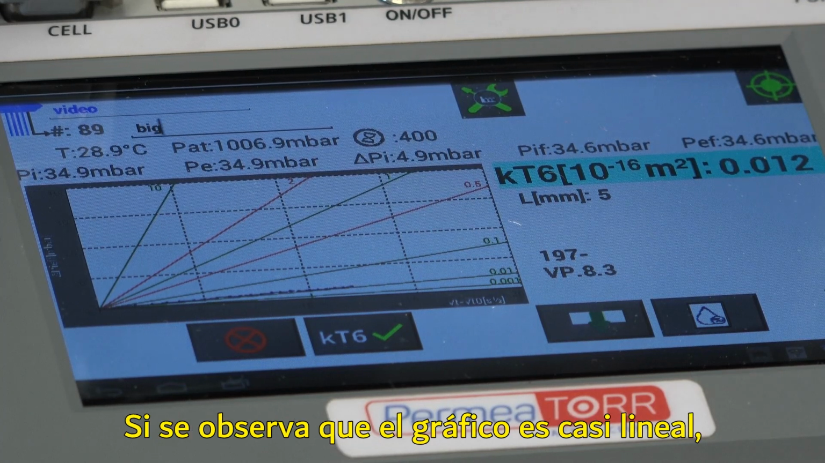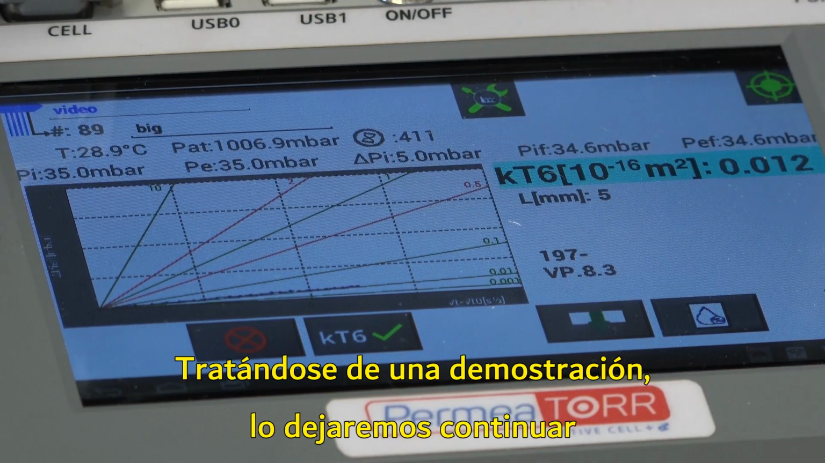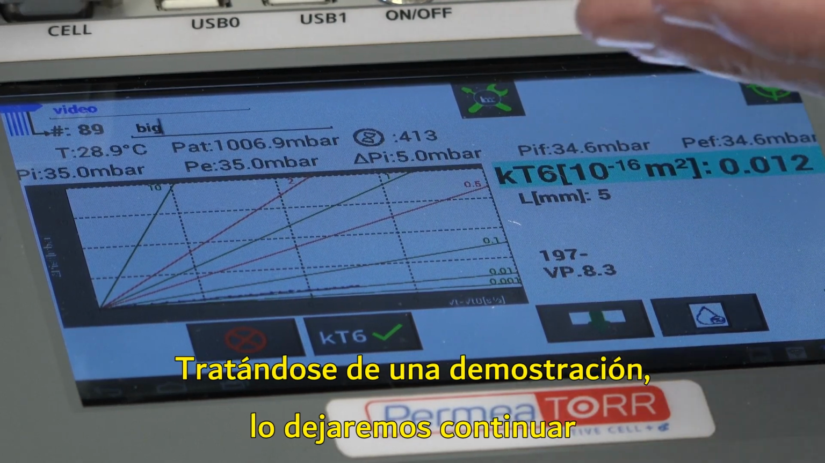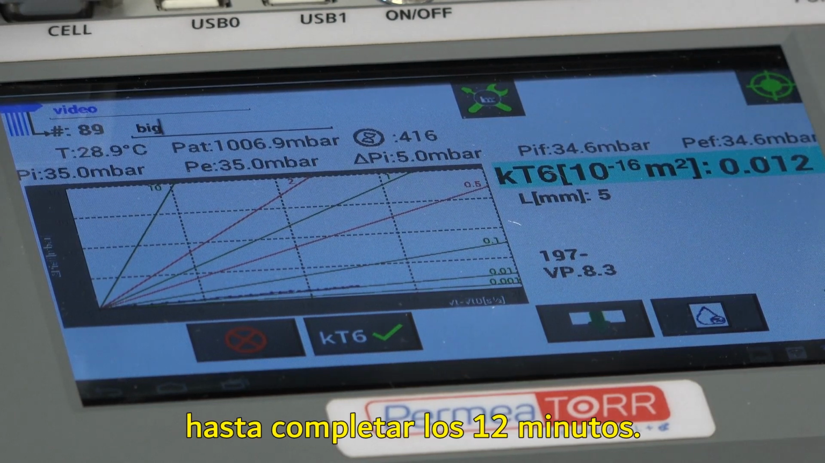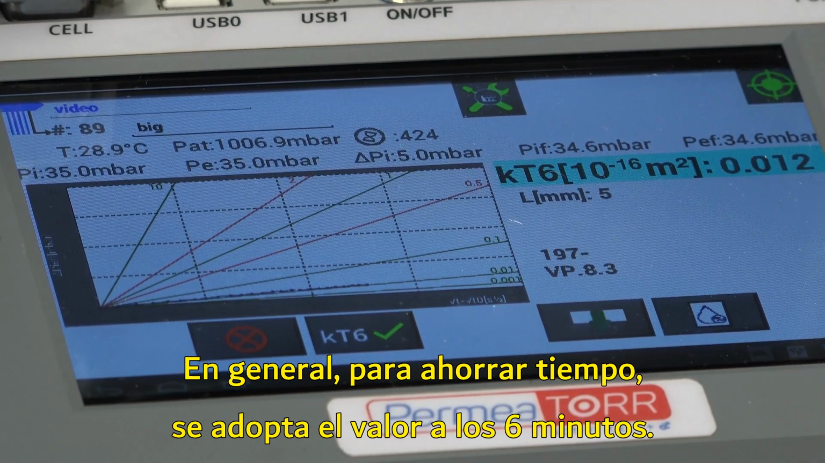Now, if you see that the chart is quite linear, I recommend you to stop and store the value of KT6. In this case, as is the demonstration, we will leave it run till the end of the 12 minutes. In general, in order to save time, I take the value at 6 minutes.